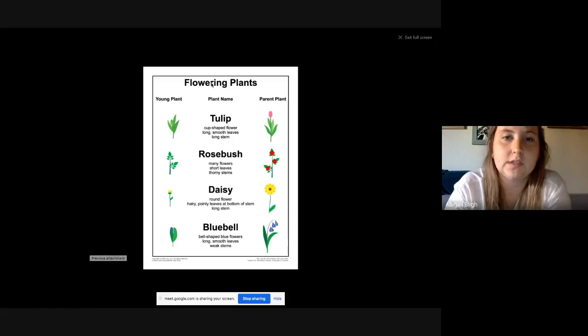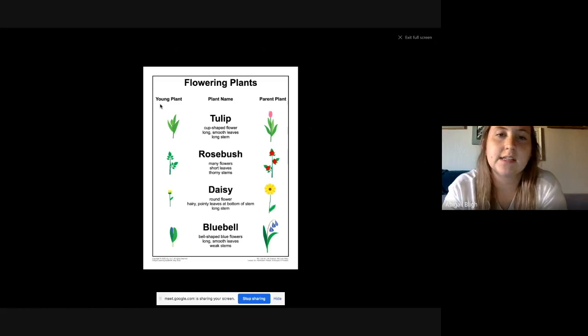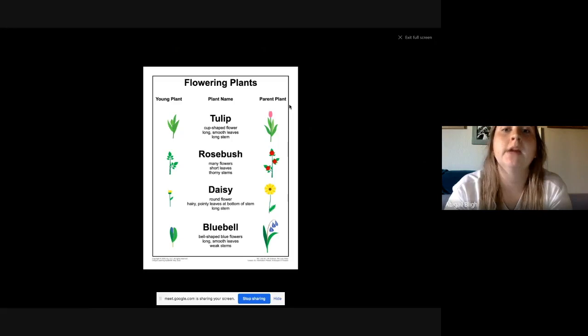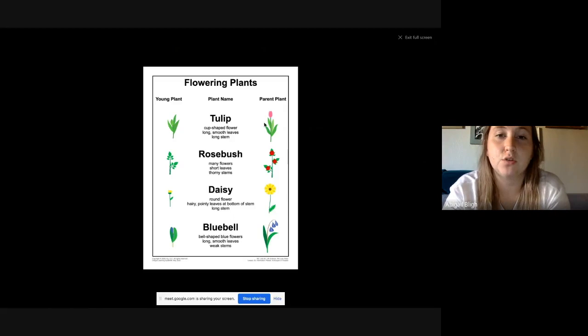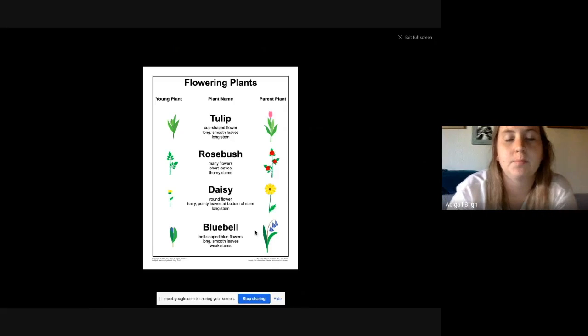On the front, you can see the title says flowering plants. On the left side, it says young plant, and it has pictures of all of the young plants. On the right side, it has parent plant, so there are pictures of what it looks like when it's fully grown. And then in the middle, it has the plant name. This one is a tulip, and then it gives a description. A rose bush, and a description. A daisy, and a description. And then a bluebell, and it gives a description.